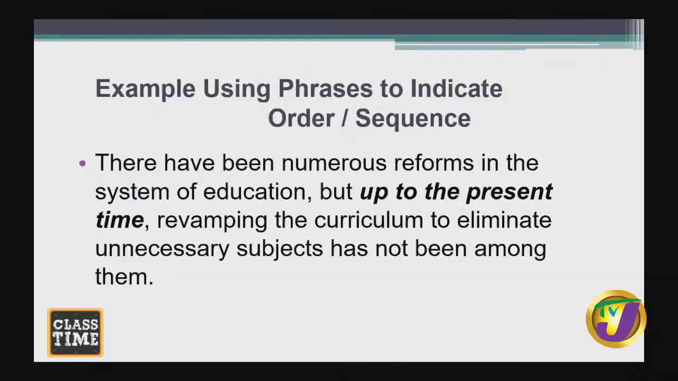So here's an example. There have been numerous reforms in the system of education, but up to the present time, revamping the curriculum to eliminate unnecessary subjects has not been among them. So what is the order that you have indicated? You have indicated that prior to this, there have been many reforms, but the sequence is that now there is no process in place to revamp the curriculum.